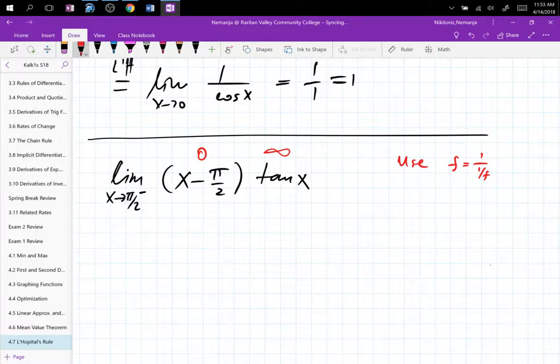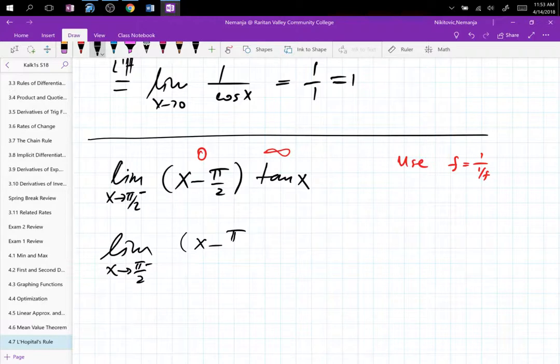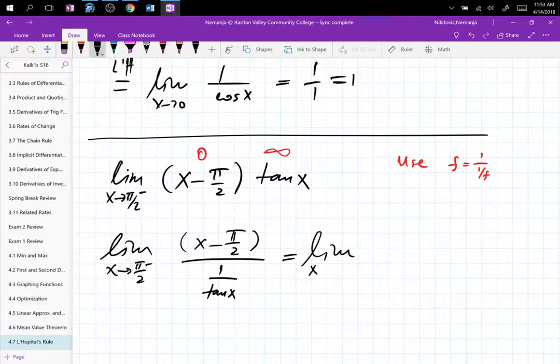So let me write the limit. X goes to pi over 2 from the left. And now I'm going to put x minus pi over 2 divided by 1 over tangent x. So this tangent x was in the numerator. Now it goes in the denominator as 1 over tangent. And what's 1 over tangent? Cotangent. Thank you very much for being attentive.